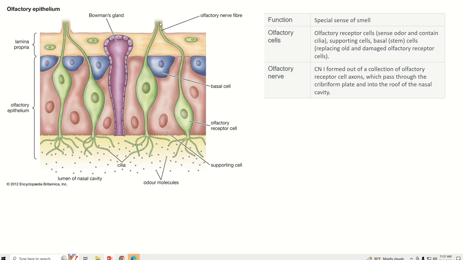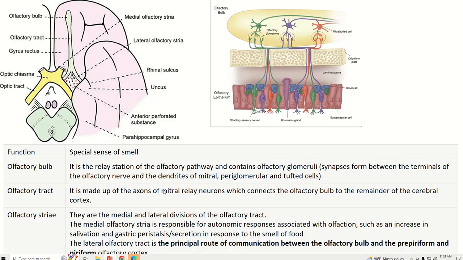The olfactory nerve passes through the cribriform plate of the ethmoid. Now, this is the orbital part of the frontal lobe, the inferior surface of the frontal lobe. Here is the location of the bulb and olfactory tract. The olfactory bulb is a relay station of the olfactory pathway and it contains glomeruli. These olfactory glomeruli are formed by the terminal portion of the olfactory nerve and the dendrites of mitral and tufted cells.